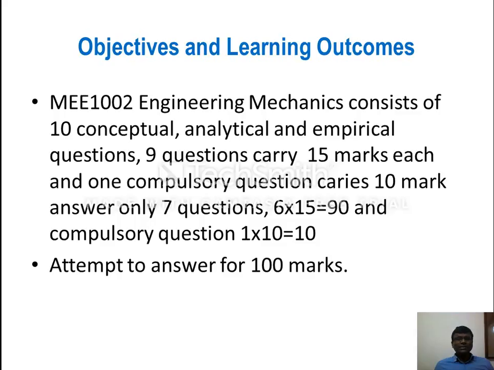The MEE1002 Engineering Mechanics question paper consists of 10 conceptual, analytical and numerical questions. Nine questions carry 15 marks each, and one compulsory question carries 10 marks. Basically, you have to attempt for 100 marks. Answer only 7 questions, out of which 6 are 15-mark questions, totaling 90 marks, and the compulsory question is a 10-mark question. So 90 plus 10 is totally 100 marks. So attempt to answer all, especially for the 100 marks.